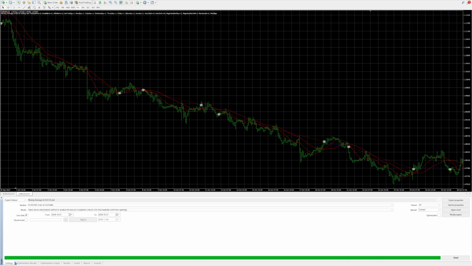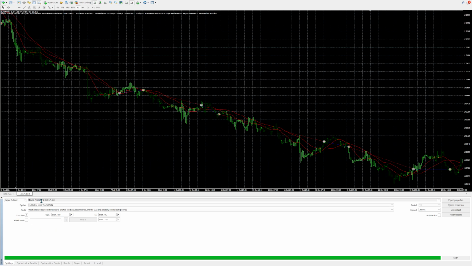Okay, so we're going to be looking at the moving average and RSI EA, the various settings, and the ways in which you can use it or implement it within your trading strategy, whether that's semi-automated or fully automated. So here we have the MT4 trading platform.